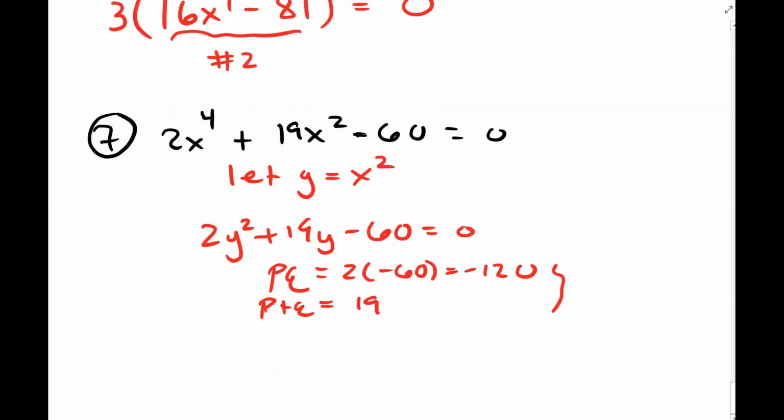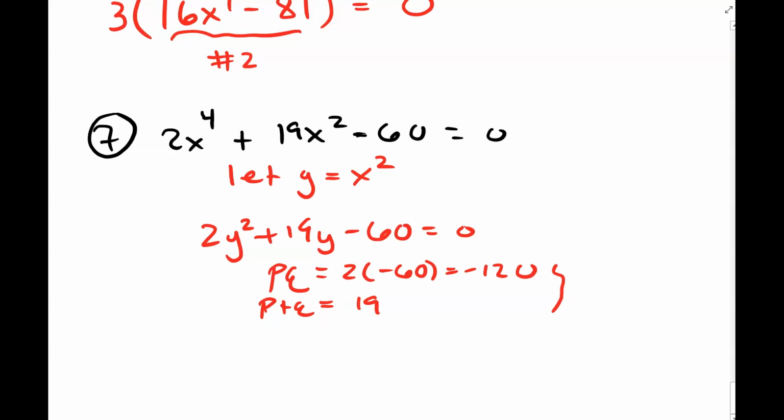So I need to find those 2 numbers to start, that multiply to give me negative 120 and add to give me 19. You do 2 because it's the leading coefficient times the constant term. We always do that, Clayton, but when the leading coefficient is 1, it doesn't really do anything. You're trying to find numbers that multiply to give me negative 120 and add to give me 19.